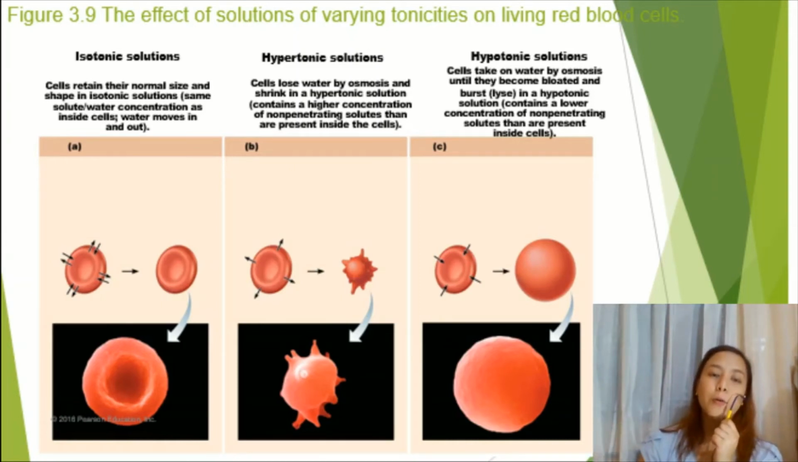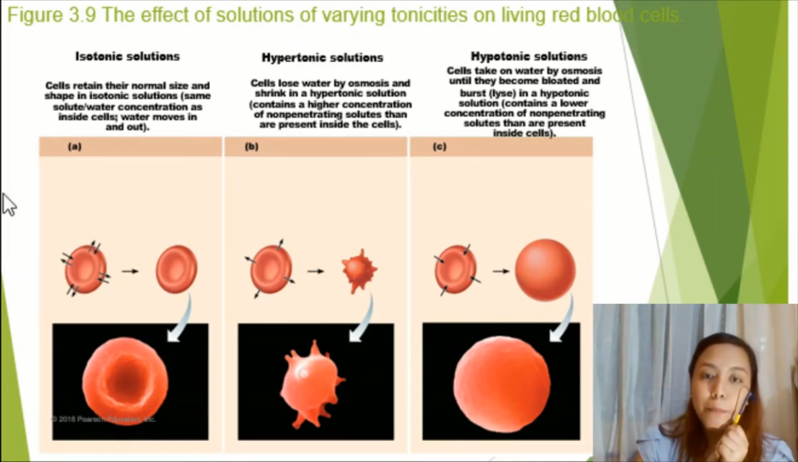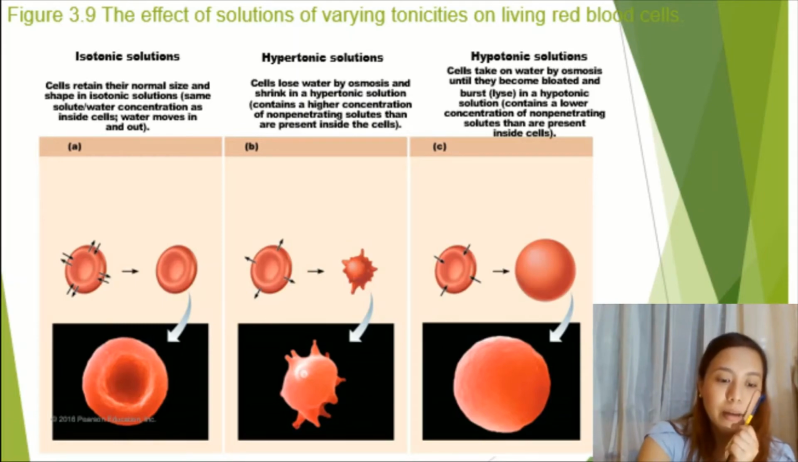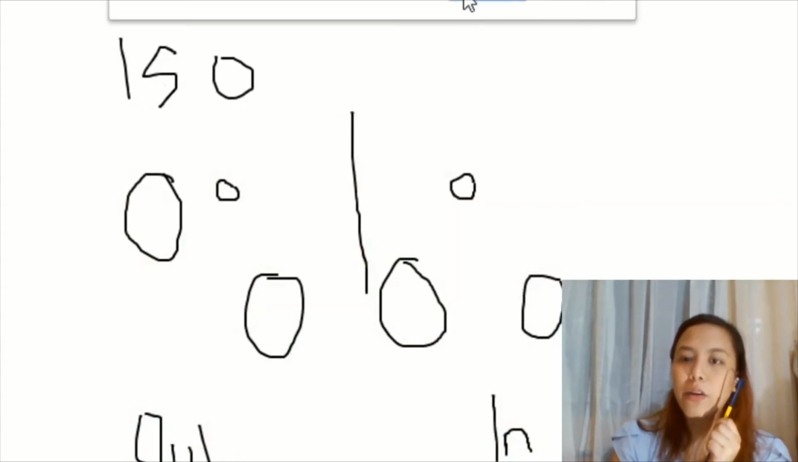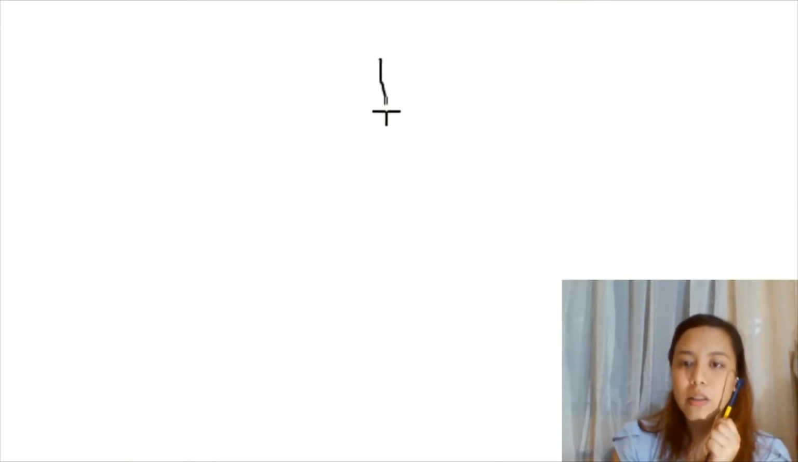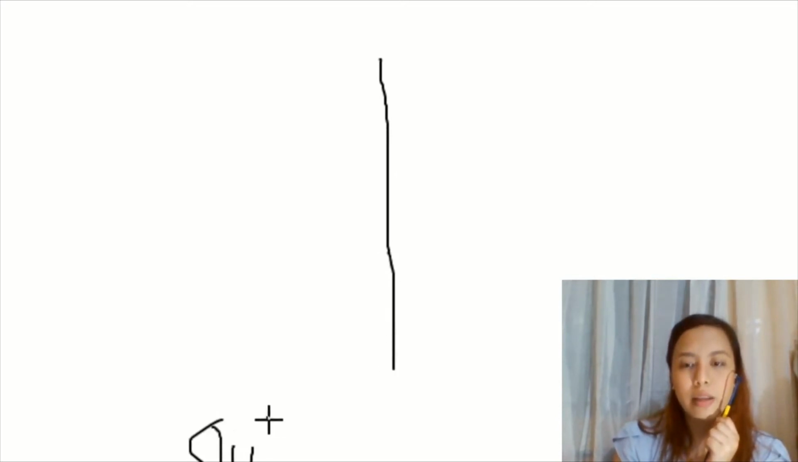Okay? So, in your hypertonic solution, you have to imagine this. Ari. If you're talking about hypertonic solution, this is your barrier. This is the outside again of your cell. This is your bloodstream, for example. And this is the inside of your RBC. Okay. What happens in here?